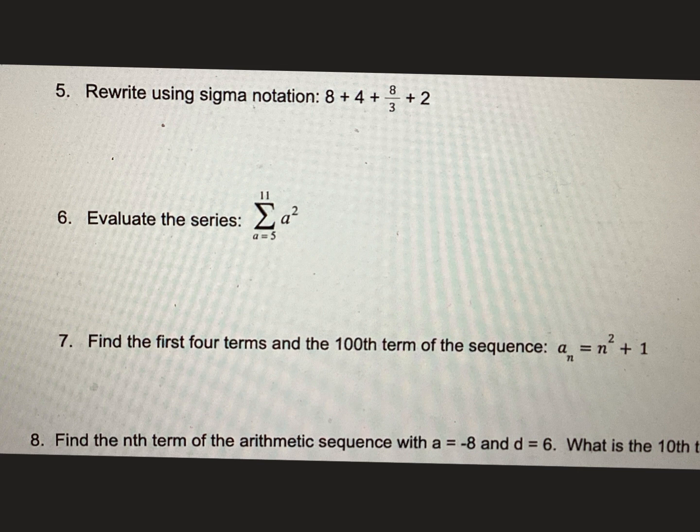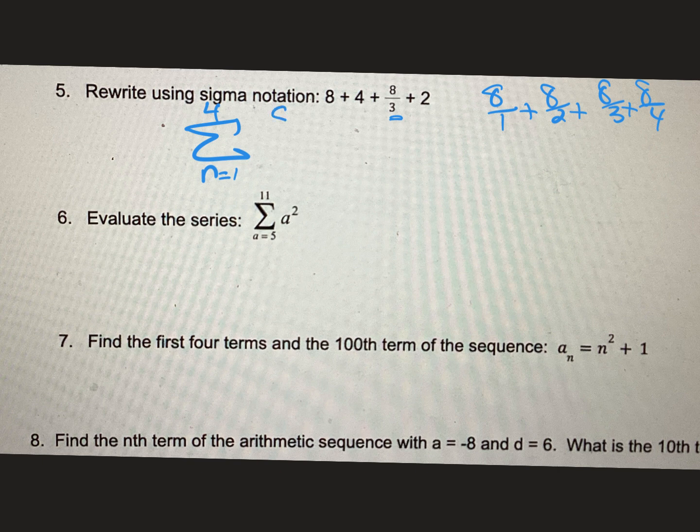Number 5, rewrite using sigma notation. Okay, so I'm going to draw my sigma. I'm going to try to go n equals 1 first. There's only 4 terms, so I'm going to try 4 on the top and figure out what's going on here. It goes 8 plus 4 plus 8 thirds plus 2. I'm trying to figure out what's going on there, and it just hit me. That's the 8 over 3 is kind of the giveaway. It's really 8 over 1, 8 over 2, 8 over 3, and 8 over 4. That's what the pattern is.